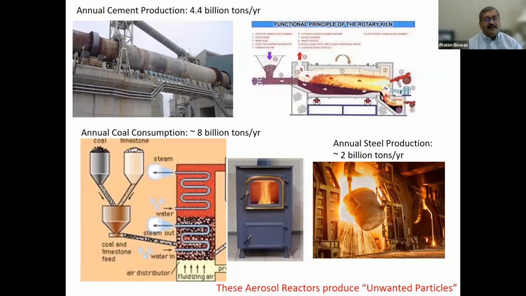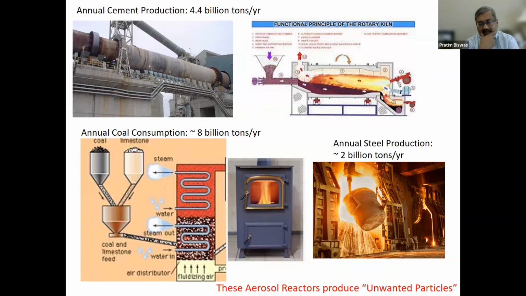So if you start from the top left, that's a picture of a rotary kiln, which is used to produce cement. And now look at the scale, right? It's 4.4 billion tons per year. This is also, of course, I'll put the tag of an aerosol reactor because it has a certain feed and then a high temperature system. And in this case, we might end up producing unwanted particles.